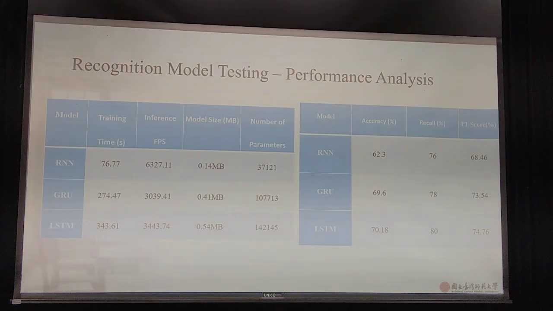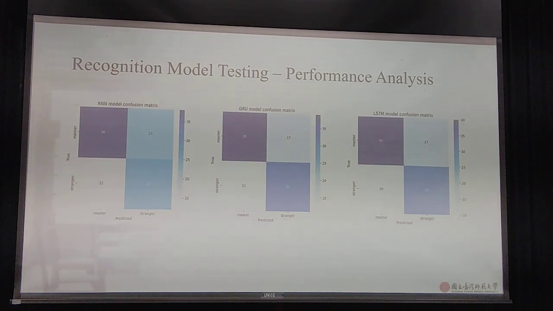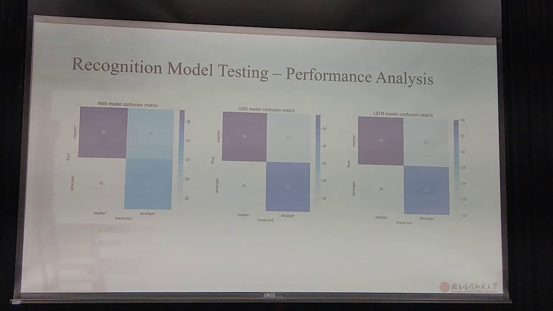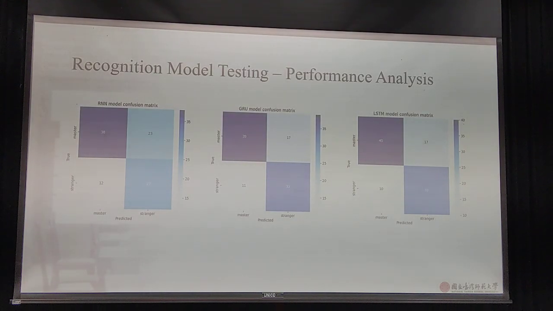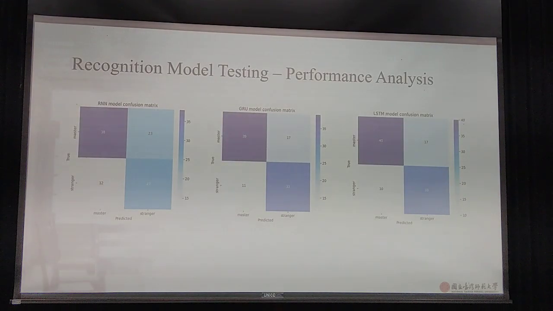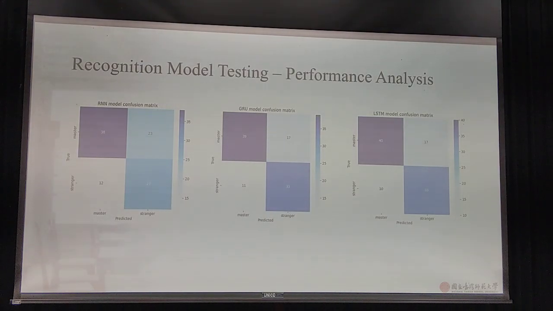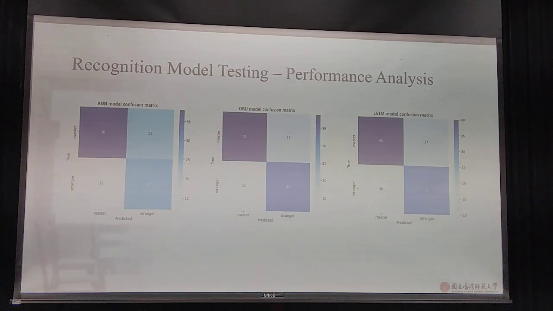The test set includes 100 samples, 50 master samples and 50 stranger samples. Here is the configuration for the three models. The RNN has more misclassifications between master and stranger. We compare RNN, GRU, and LSTM, looking at the number of incorrect predictions. The GRU shows reliable results. This supports what we previously saw, that the GRU is suitable for this recognition task.